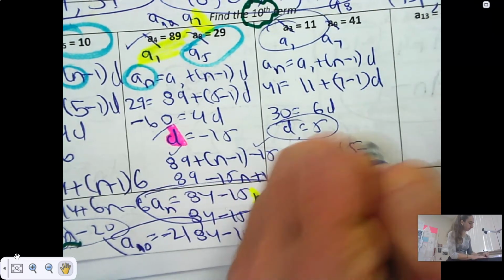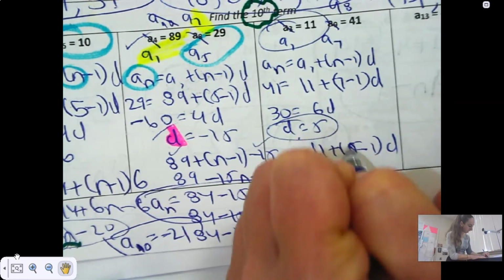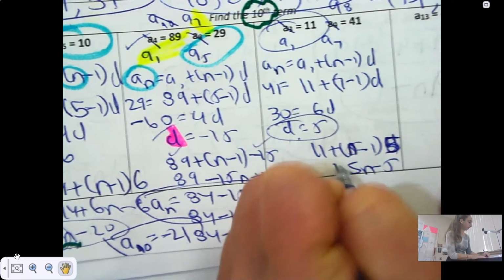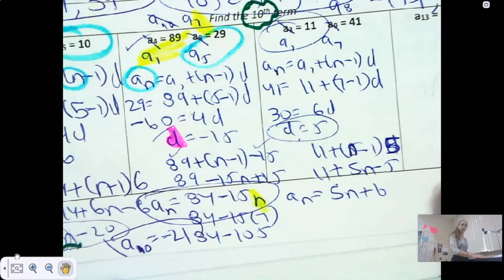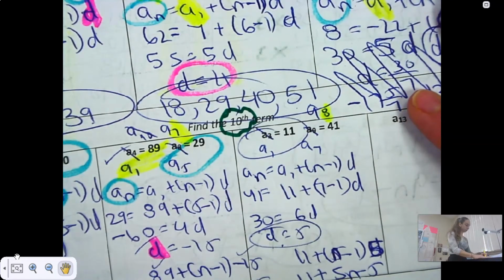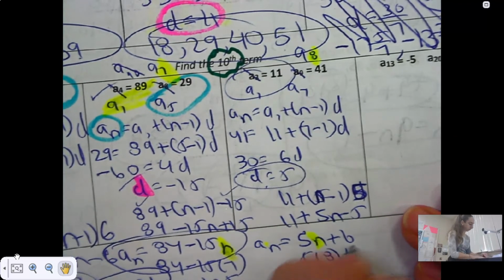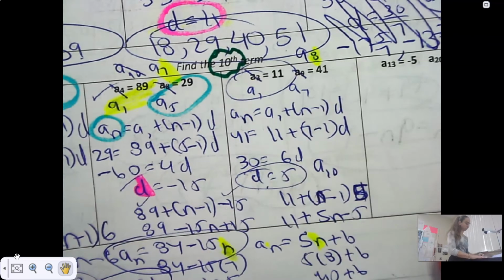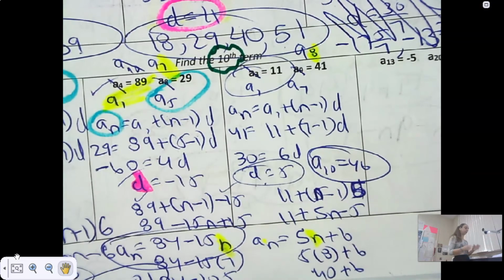11 plus n minus 1 times D. N minus 1 times 5. 5n minus 5 plus 11. 5n plus 6. That's my formula. But I don't just want my formula. I want my 8th term, which is really my 10th term. So I plug it in. 5 times 8 plus 6, 40 plus 6. So the 10th term, because it's not my 8th term, is 46. I just said it was my 8th term to get the answer.